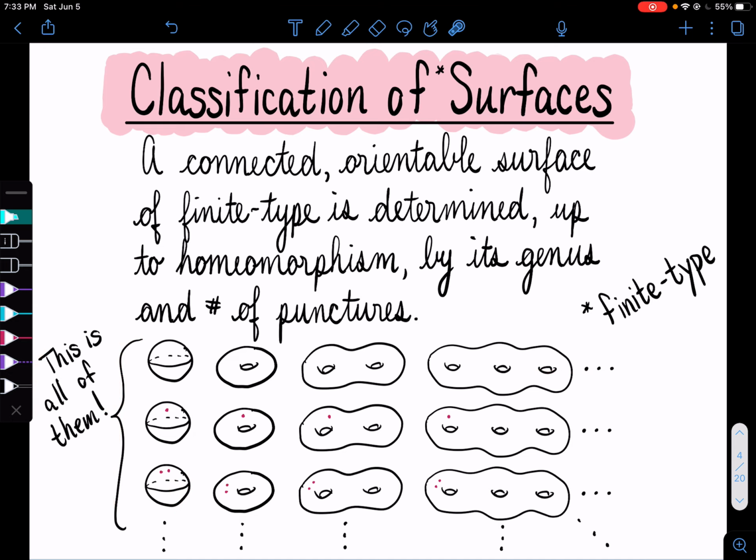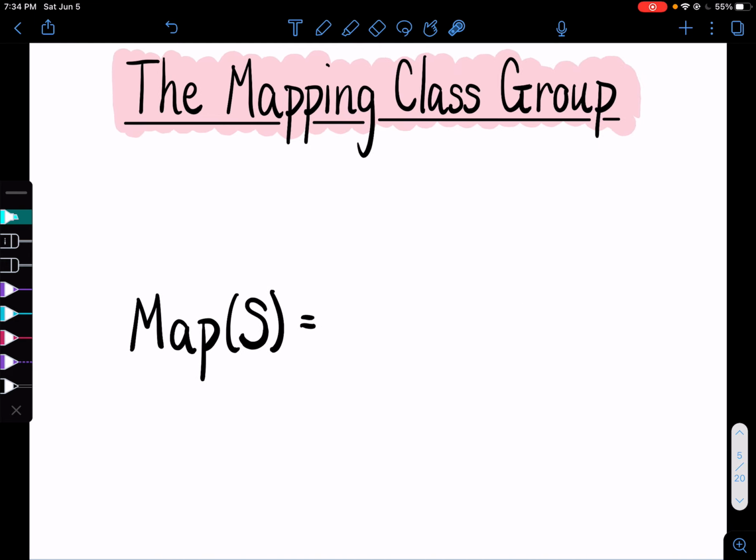So if I'm holding a surface and I want to describe to you what surface I have, I just need to tell you those 2 pieces of information. How much genus does it have? How many punctures? This is pretty nifty. And one of the things that we study, and by we, I mean geometric group theorists and some low-dimensional topologists, in association with surfaces, is a group called the mapping class group.